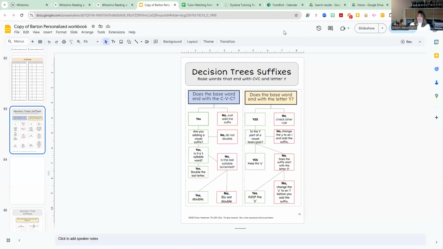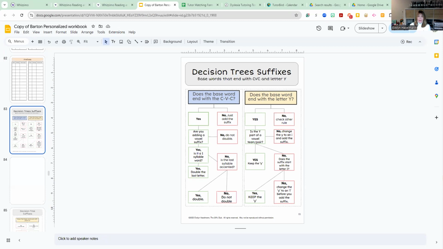Your student also has the decision tree that they can use for this. So now they know: base word. Does the base word end with CVC or does it end with a Y? So again, the ones that end with CVC, that is called a doubling rule. CVC, double. For Y, change Y to an I. Okay, this is the change rule. You change the Y to an I.